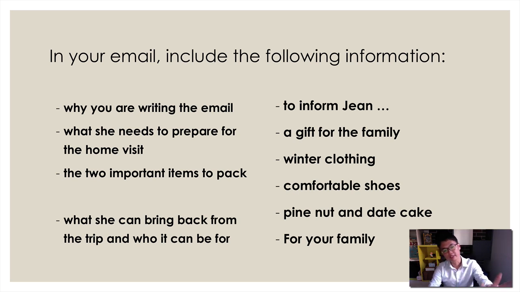So, the 6 content points are listed on the left, and the information that I identified from the passage is listed on the right. So why are you writing the email? To inform Jean about this briefing. What she needs to prepare for the home visit: a gift for the family. What are the two important items to pack? Winter clothing, comfortable shoes. What can she bring back from the trip and who can it be for? Pine nut and date cake for your family.